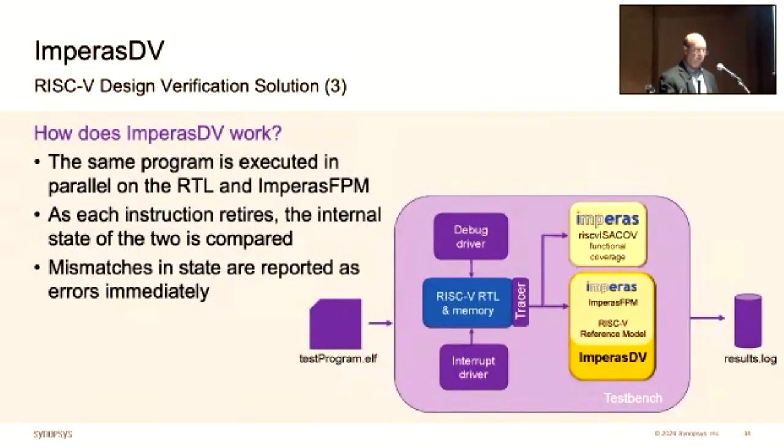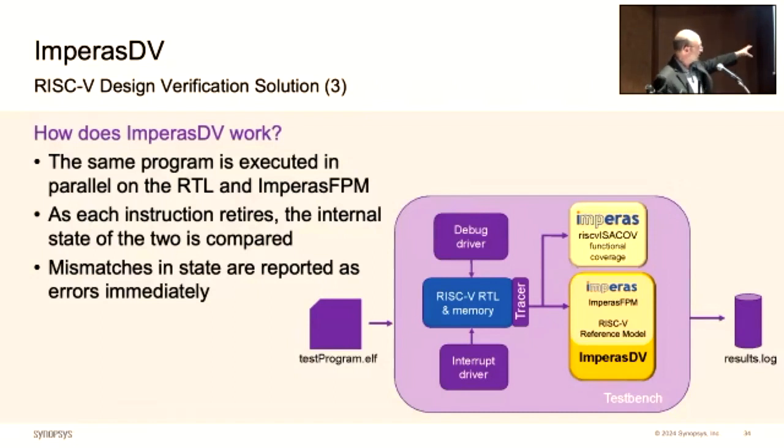So just to give a little bit more of a look at what this is, the same program is executed in parallel on the RTL and on the Imperas FPM fast processor model. As each instruction retires, the internal state of the RTL and the reference model is compared, and mismatches in state are reported as errors immediately, so you can exit out of the simulation. You don't have to run through the full simulation to do a trace compare at the very end. If your simulation is reporting a mismatch, then let's exit out and start the debug process.